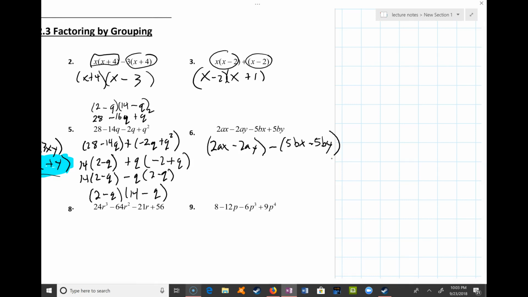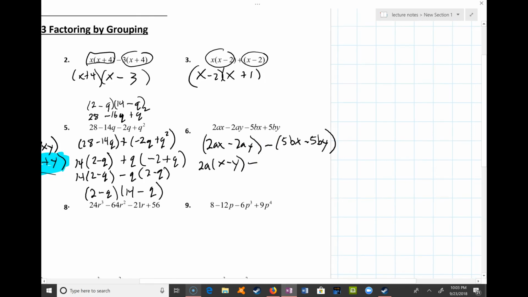Now, once I do that, I'm going to go ahead and factor out the common factor in both binomials. So here I got a 2a in both. So I'd write that as 2a times x minus y. And that minus is going to sit there, and I'm going to factor out a 5b from both. So 5b, and that would leave me with an x minus y. Okay, and notice, oh wow, look at that. I got an x minus y and x minus y. So I can factor out the x minus y, and that leaves me with a 2a minus 5b.